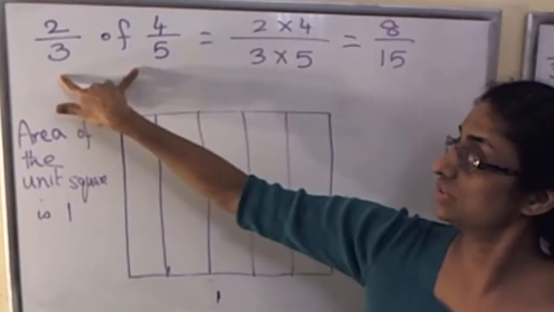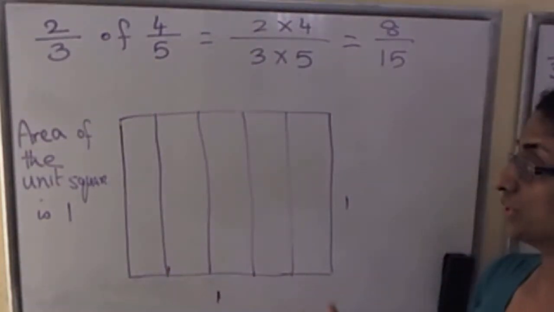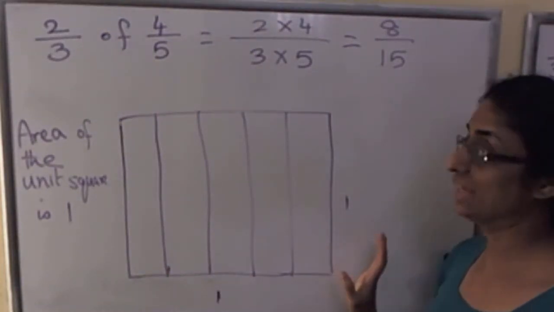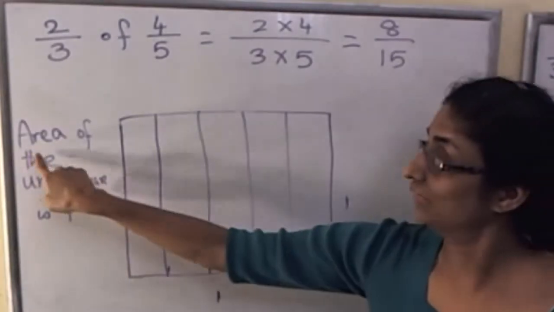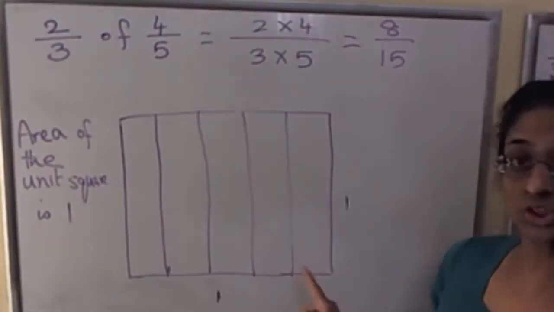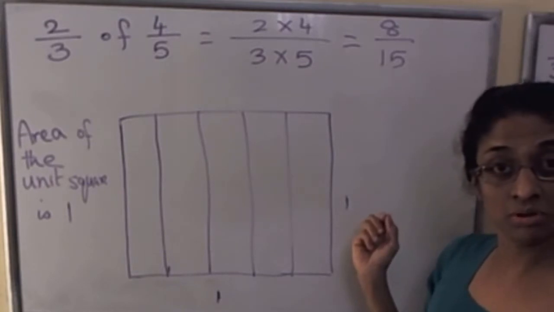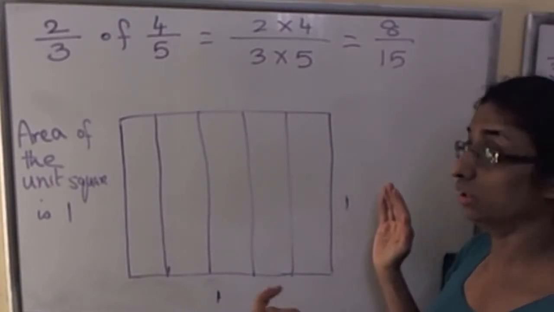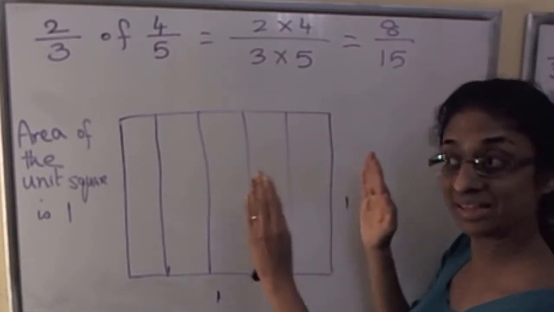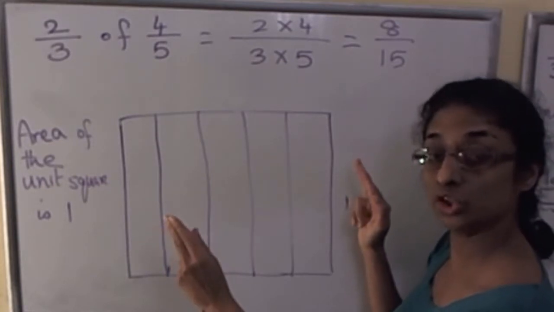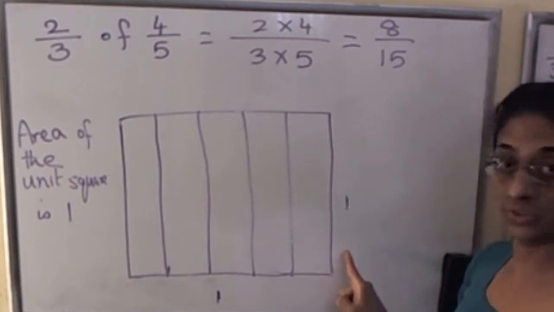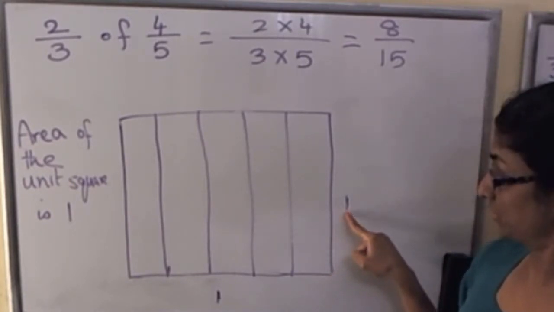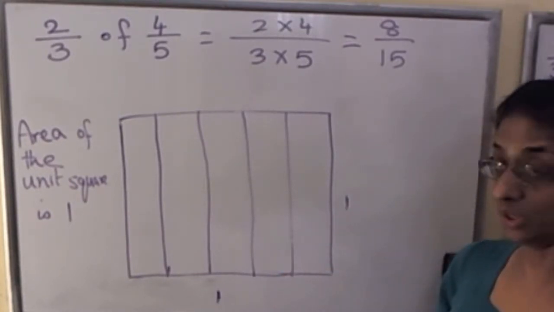Now let's try to understand 2/3 of 4/5 using the area model. In the area model, our whole is the area of the unit square. On the number line model, the length model, the whole was the length of the unit segment. Here our whole is the area of the unit square. A unit square is a square whose side lengths are 1.